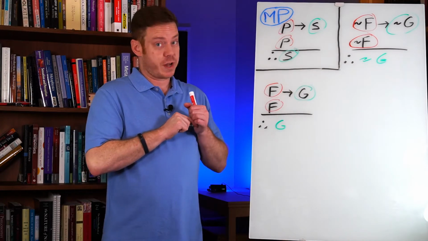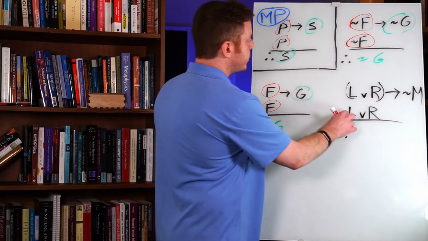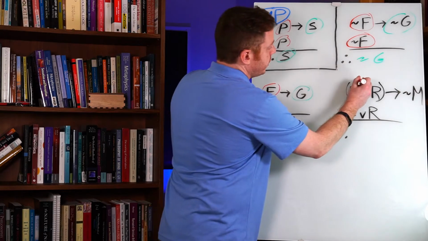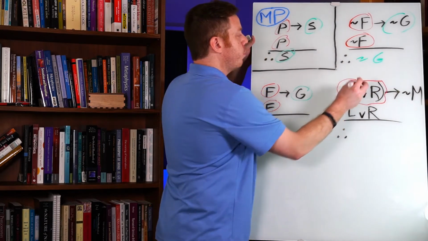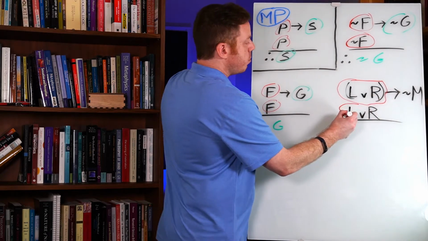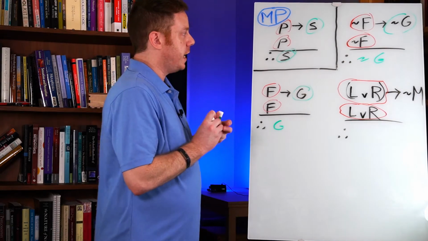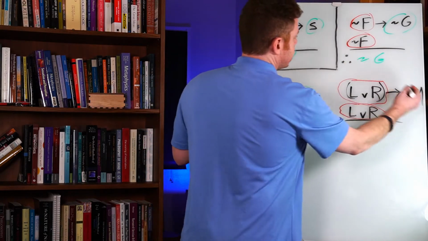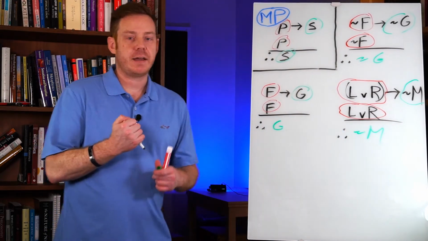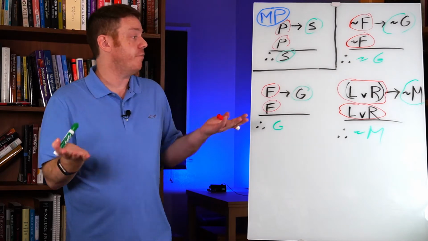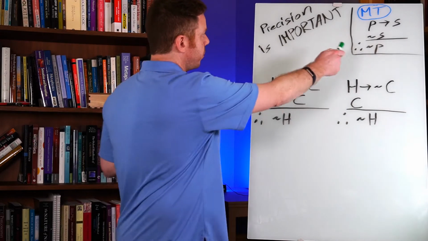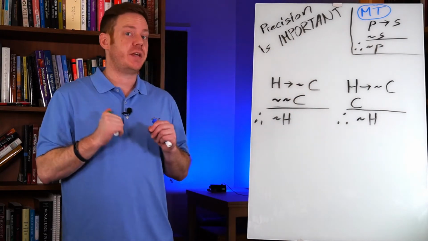But you can get even more complex. If you see these two lines, you can still use modus ponens. Now we'll replace P with this whole complicated statement right there. And so L or R, and then this P will replace with the same thing, and then we replace S now with not M, right? And so that is a correct use of modus ponens. It can get very complex. When you're using the rules and substituting in statements for the letters in the rules, precision is important.